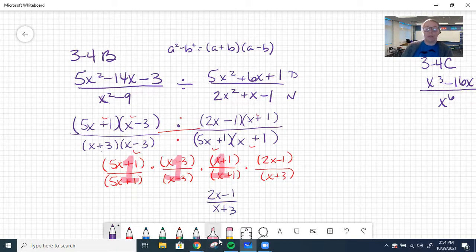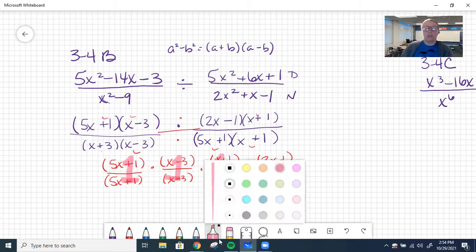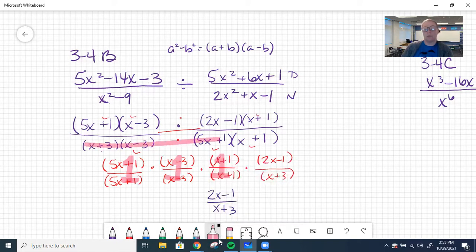And when I give my excluded values, the easiest place to look is here. Oh, I meant to change my color and I didn't. It's easier to look at them in factor form. Anything that would make any of these equal 0 has to be excluded. If you're looking at this saying, I'm not sure what makes this equal 0, then just set it equal to 0 and solve a quick equation.